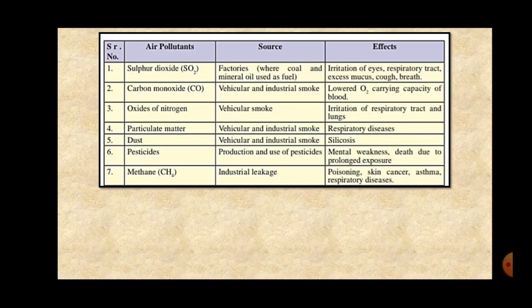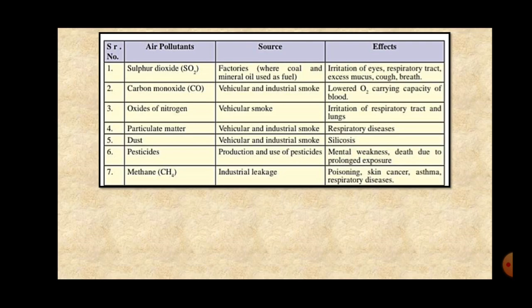Carbon monoxide is given out. It lowers the oxygen carrying capacity of blood. You know that red blood cells in our blood carry the oxygen from one place to another with the help of an iron compound, that is hemoglobin, right? So this ability to carry oxygen is lowered by inhaling carbon monoxide, which is very harmful for our health.